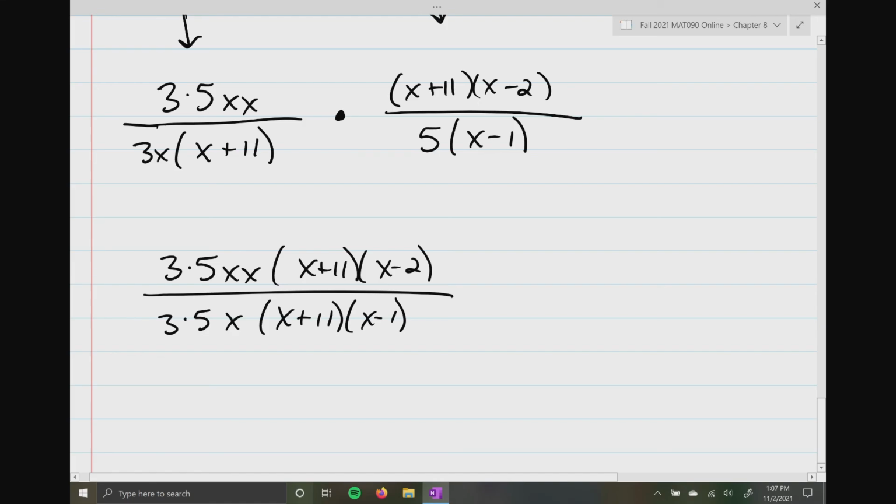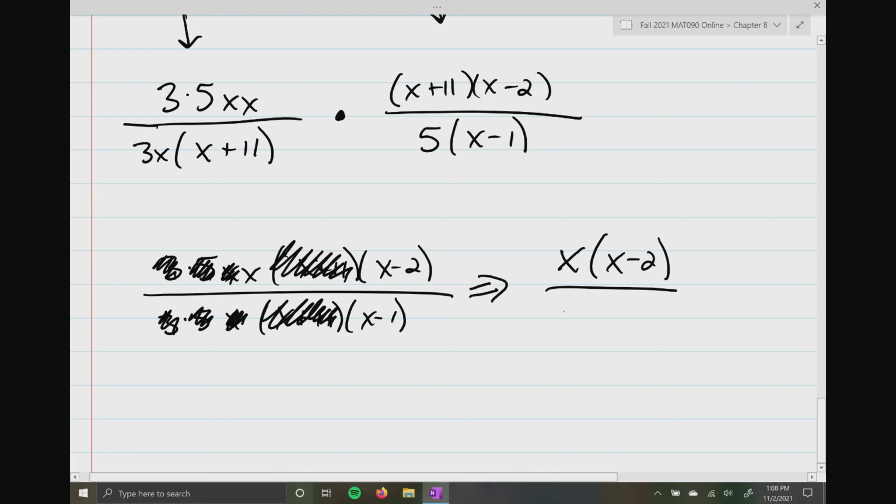Now I'm going to apply the n over n technique. I'm going to look for numbers that are the same in the top and bottom. 3 over 3, 5 over 5, and x over x. And I also notice that I have x plus 11 in the numerator and x plus 11 in my denominator. So they are going to reduce as well. Now I write whatever is left over. x times x minus 2, all over the quantity x minus 1. And that is my final answer.